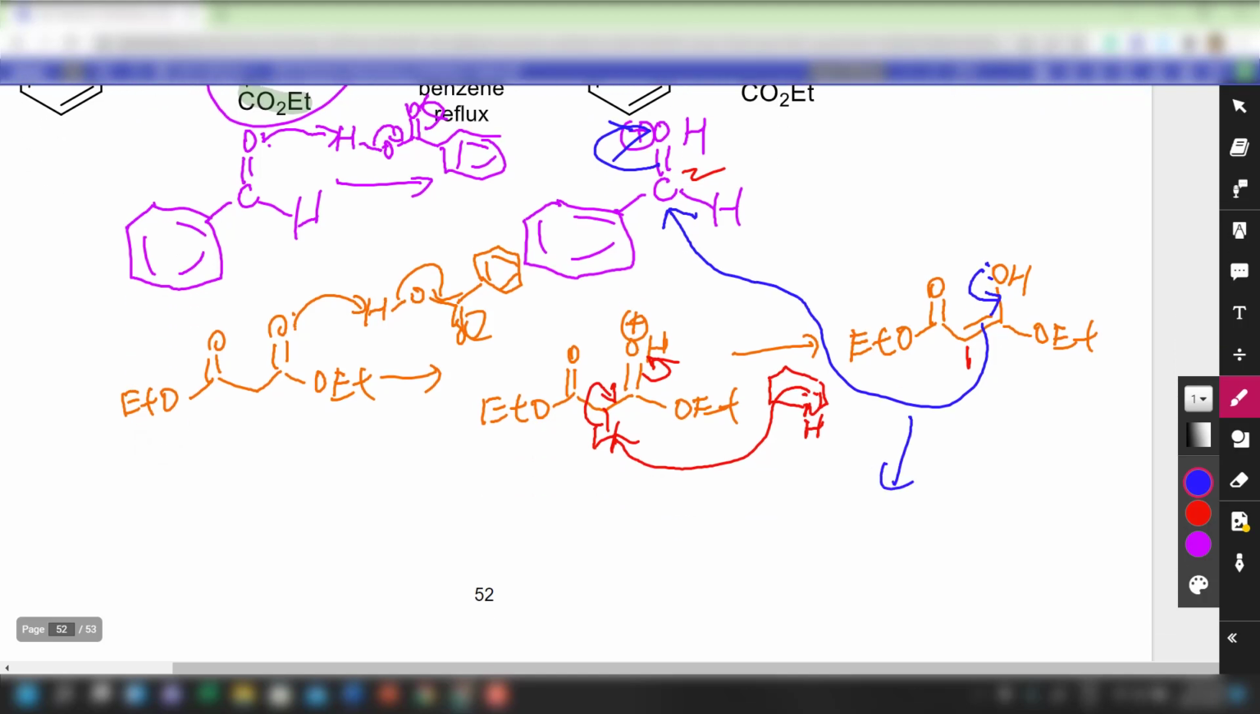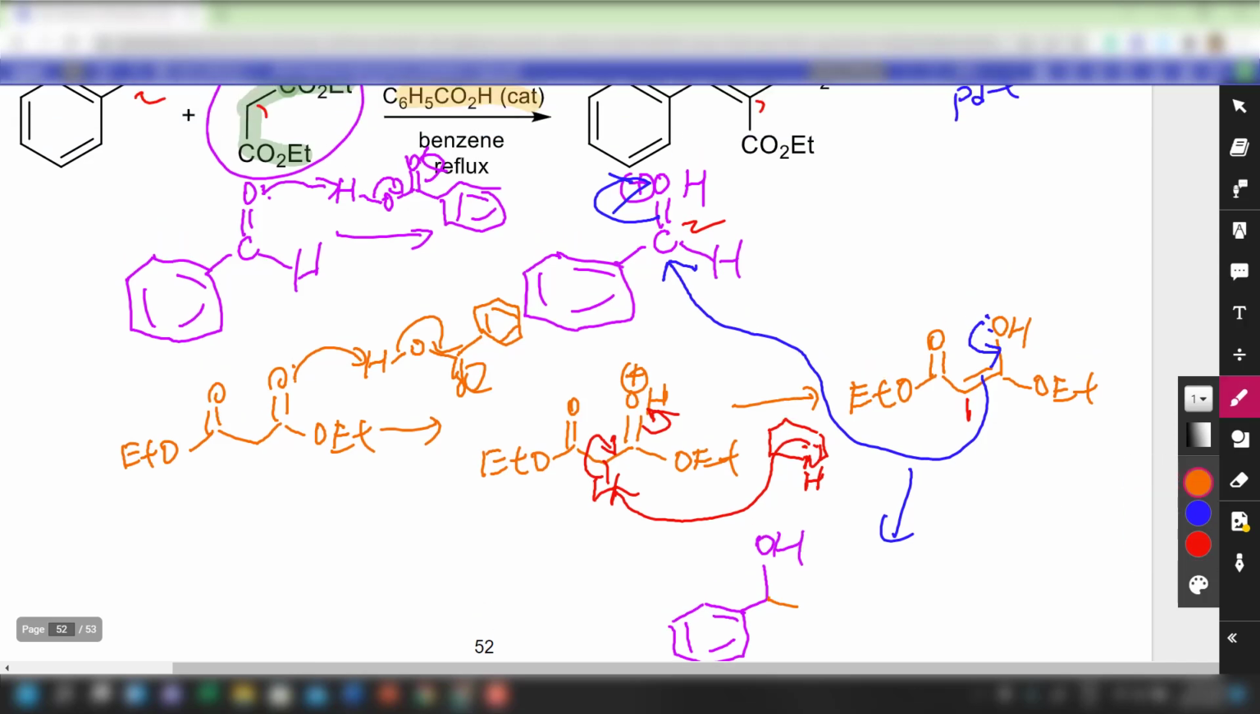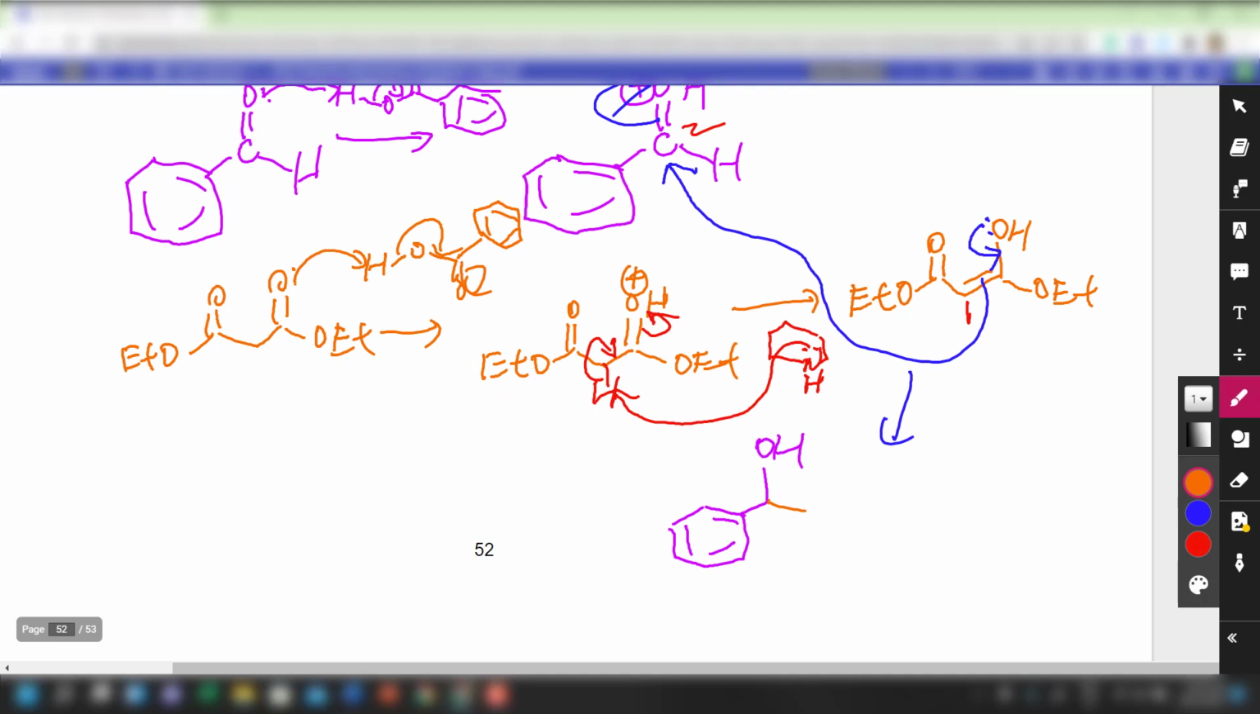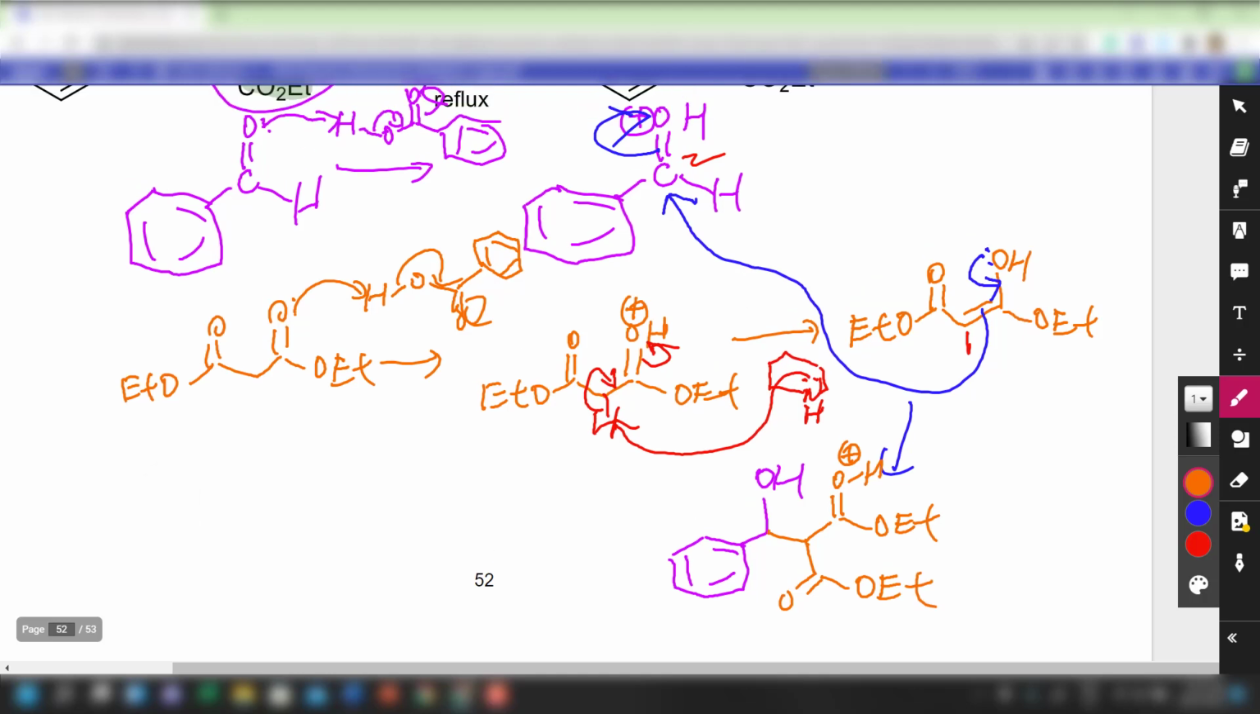Okay, so I'm just going to draw this out quite quickly. I'm going to draw the phenyl ring, and then the OH here. This is carbon 2, and this is carbon number 1, and then I'm going to have an OH plus here, and then OEt. And then of course the carbonyl group with an OEt. Right, so what's going to happen next is there should be an intramolecular proton transfer.